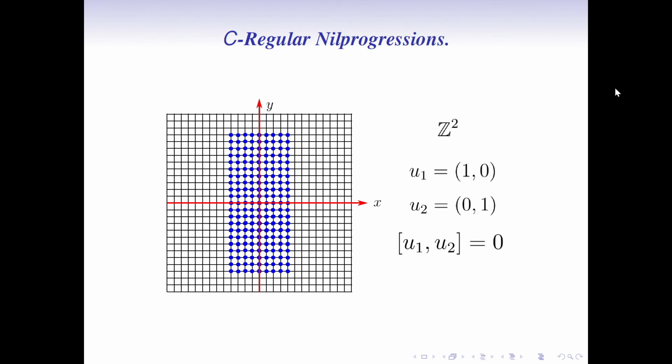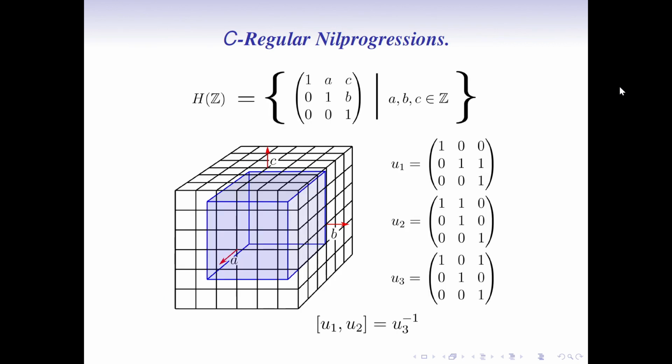One can take this blue box of elements in Z^2 and observe that if we take U1 to be (1, 0) and U2 to be (0, 1), then every element in the blue box can be written in a unique way as a power of U1 times a power of U2. Also, U1 and U2 commute.